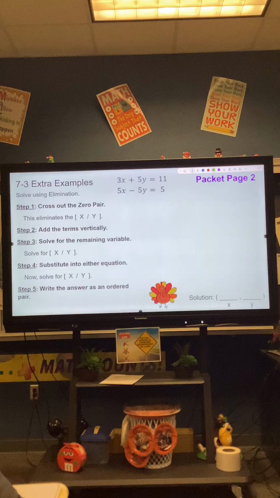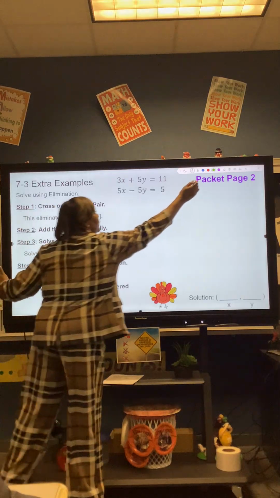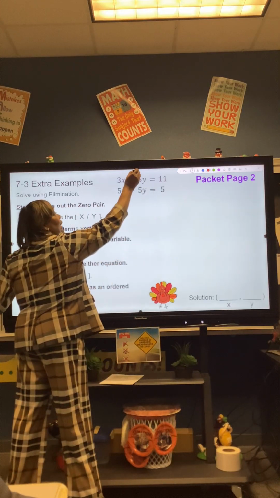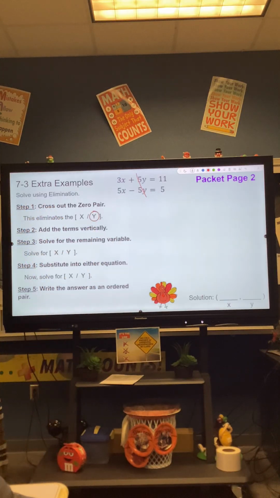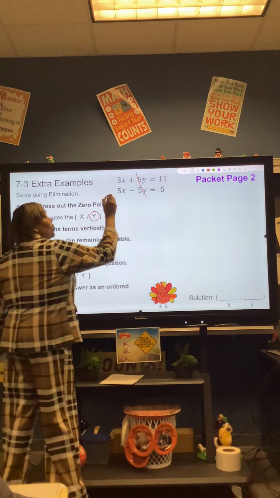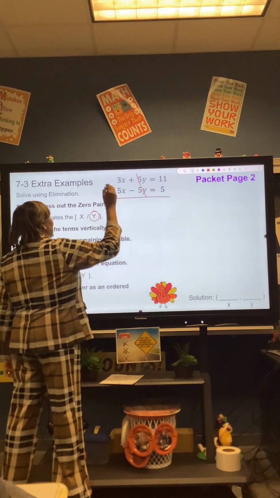All right, here we go. First thing I want you to do for this particular problem, I'll try to give you some steps so when you go back to refer, you have something to refer to. The first thing I want you to do is cross out the zero pair. If you cross out the zero pair, that means you're going to eliminate one of them. Which one do you eliminate? It's either going to be your X or your Y. Everybody see that? We're eliminating the Y. The Y has got to go. Okay? Draw a line here, and let's add.